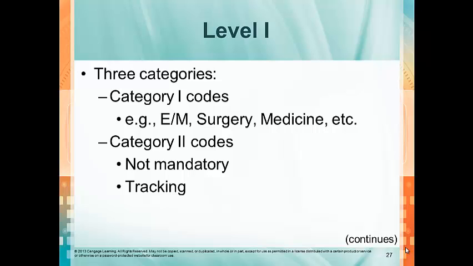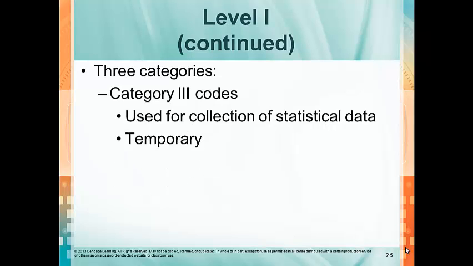In CPT, following the medicine section, Category 2 codes can be located. They should never be used as a primary procedure code. Category 3 codes located in the CPT book after the Category 2 codes are used for the collection of statistical data. With the creation of new procedures and technologies, these temporary codes can be assigned as additional codes to track their use and see whether the procedures should be considered for permanent code status in the following year.